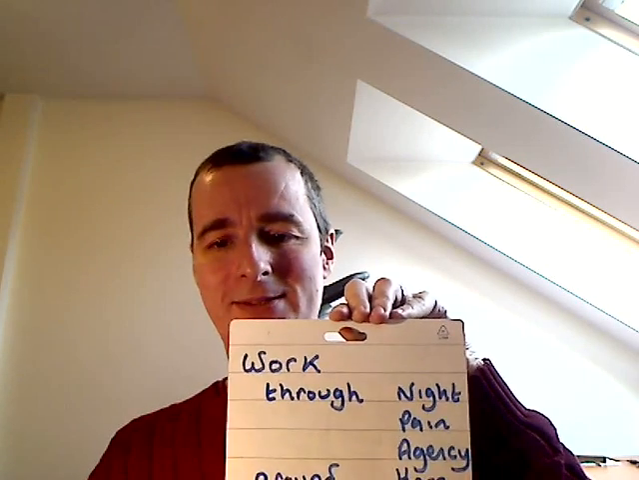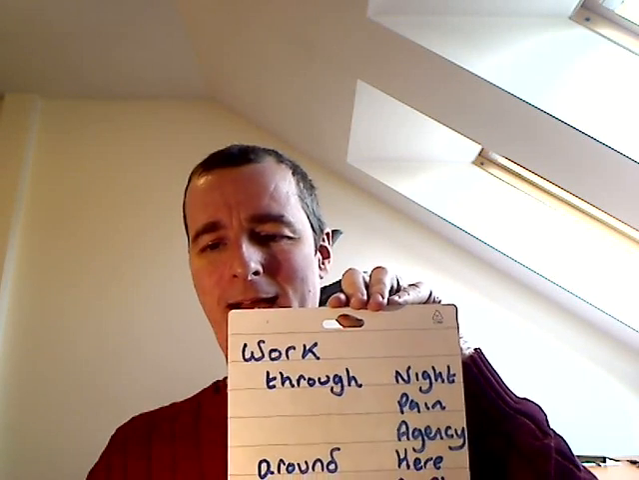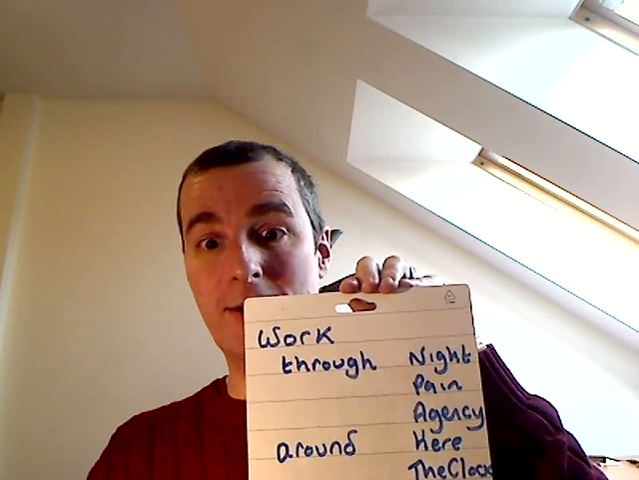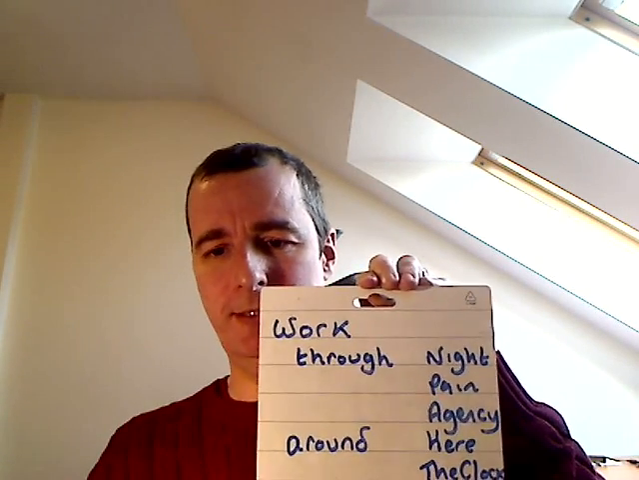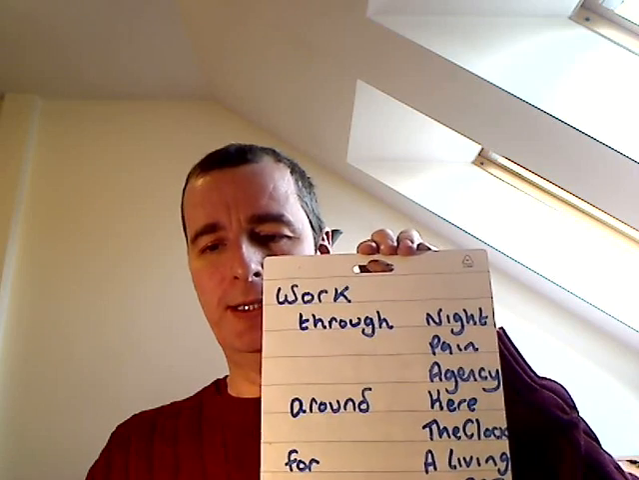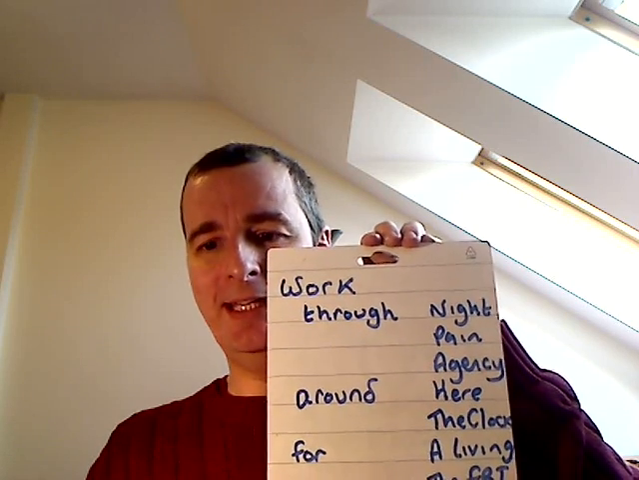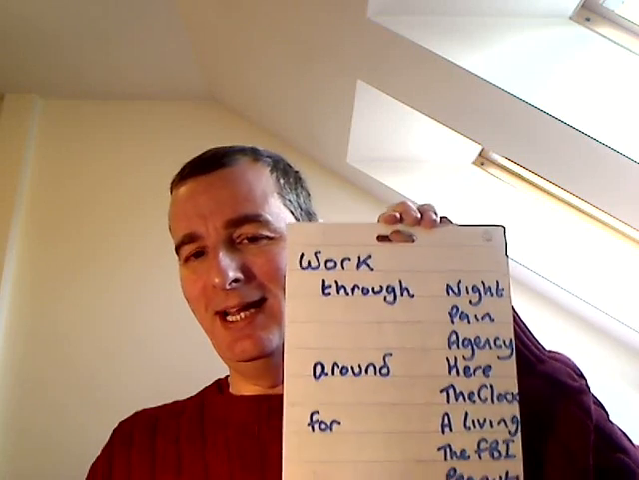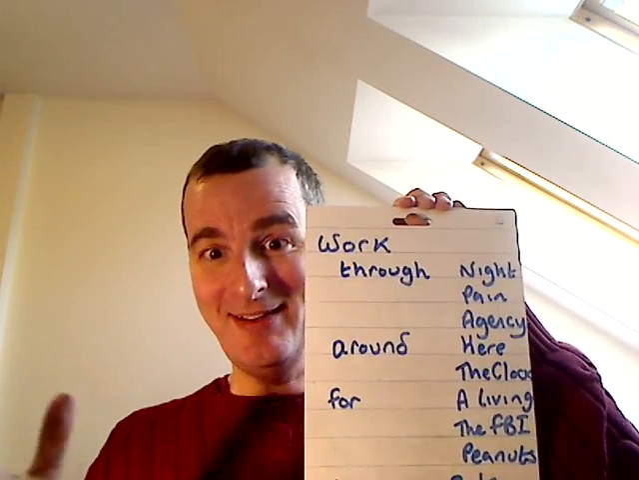So here are some other things you can say. I work around. I work around here. I work around the clock. That means I work a long time, of course. How about for? I work for a living. I work for the FBI. I work for peanuts. Very little money.